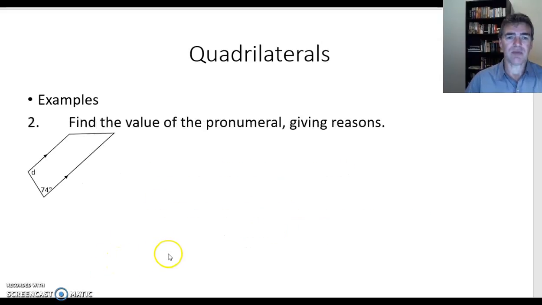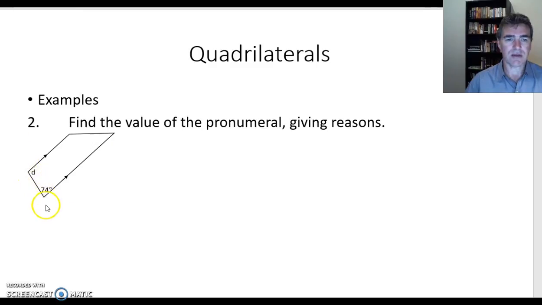So, example 2. Find the value of the pronumeral, giving reasons. There's my pronumeral. I don't have much information in this, but there's some important information. It's a trapezium, one pair of parallel sides. I could cover up that if I needed to. There's my transversal that doesn't go all the way through.